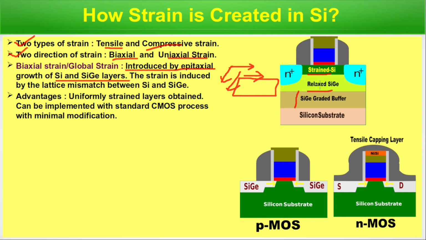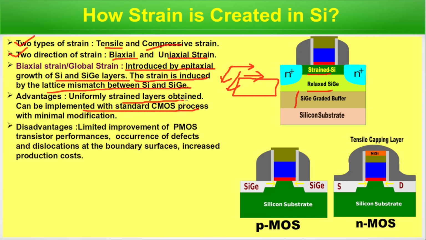Example of tensile strained silicon on silicon germanium, and compressive strain is just the opposite: silicon germanium on relaxed silicon substrate. The strain is induced by the lattice mismatch between silicon and silicon germanium. Now what are the advantages of this process? Uniformly strained layers are obtained, so the whole layer is uniformly strained, and it can be implemented with the standard CMOS process. That's a great economical advantage.